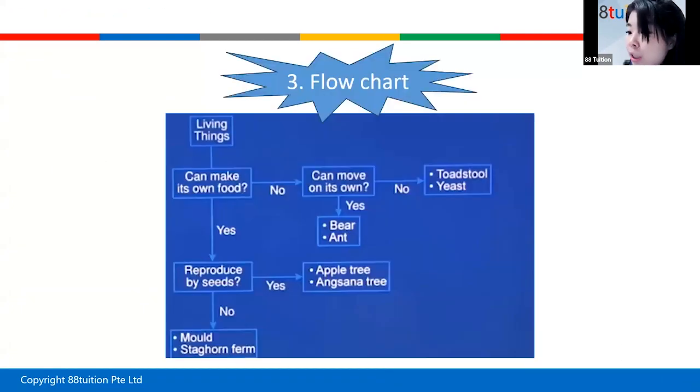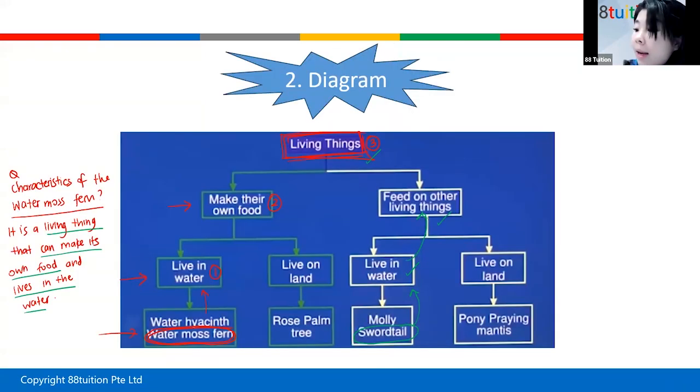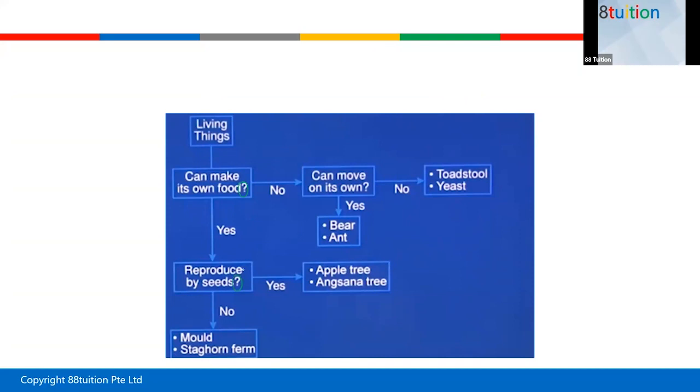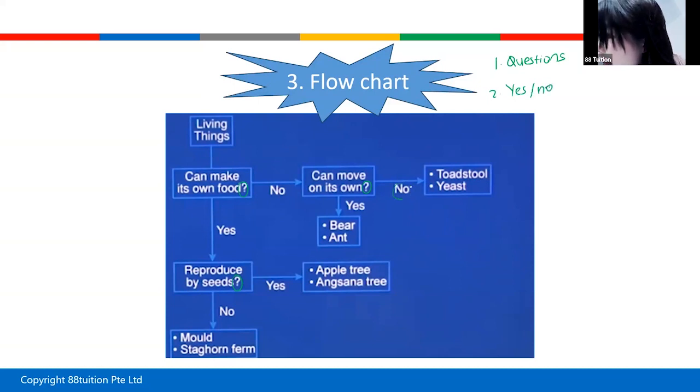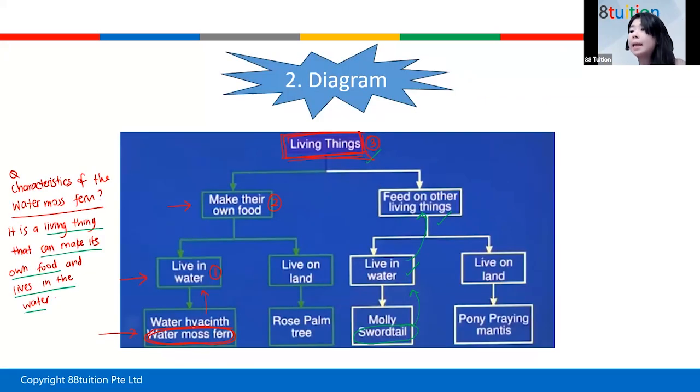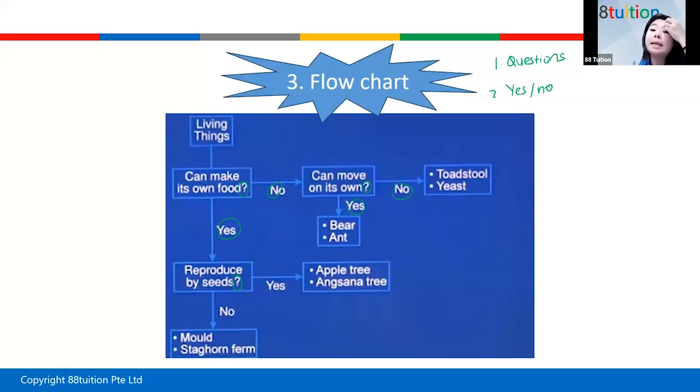The characteristic of a flow chart, unlike the diagram, is that you see question marks. How do I know that it is a flow chart? It has questions and there are yes, no options. You see yes, no, no, yes, and so on. You don't see this in the diagram. There are arrows and boxes in the diagram, but you don't see questions and you don't see yes, no options. Basically, the yes, no options will lead you to different parts of the flow chart.